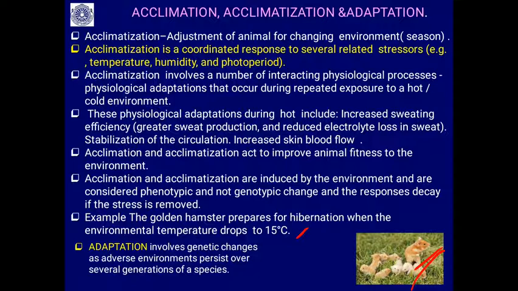What exactly is adaptation? It involves genetic changes to an adverse environment that persist over several generations. The species will adapt by developing some structures. So it is the genotypic change that is called adaptation.